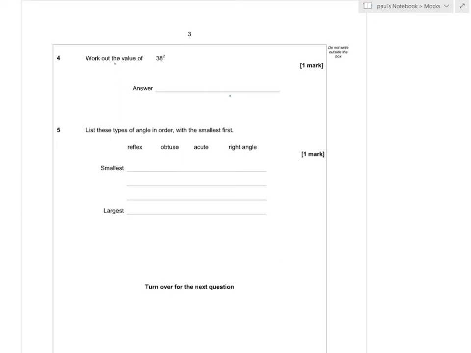Work out the value of 38 squared. So this is just going to be 38 squared in the calculator, which gives 1444. List these in order with the smallest. The smallest is the acute, then you've got the right angle, then you've got the obtuse, and you've got the reflex finally.